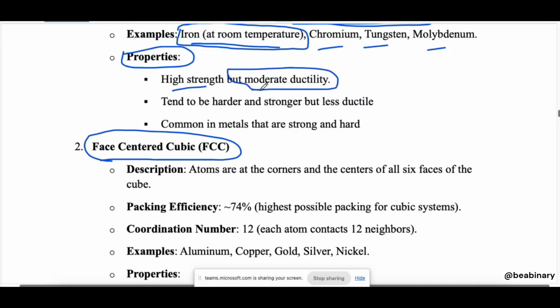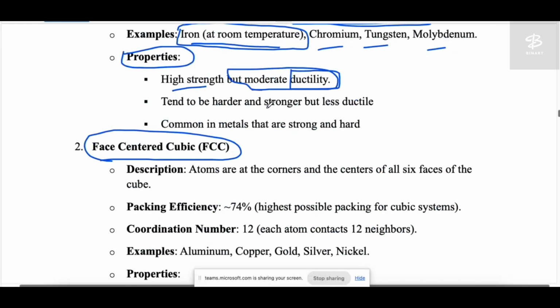Ductility is how much you can elongate something. Before breaking the material, how long you can elongate the material, that is known as ductility. Opposite to that is brittleness. Brittleness means without stretching, you can break it directly. So that is the brittleness.